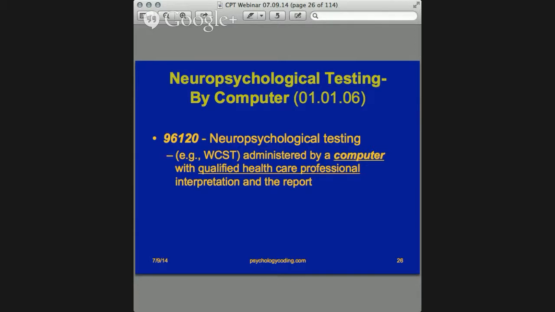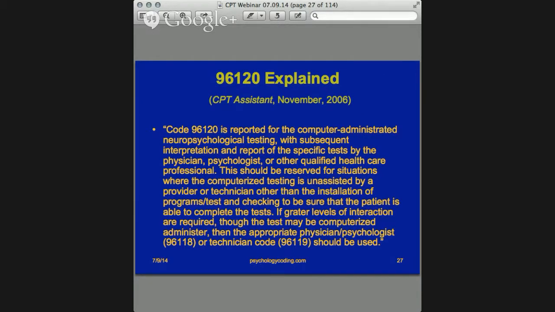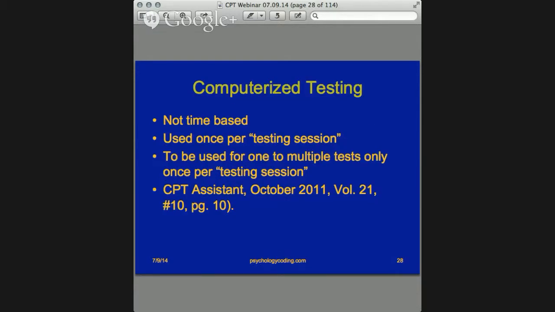So as you can see, this should be reserved for situations where the computerized testing is unassisted by a provider or technician other than the installation of the test and checking to be sure the patient is able to complete the test. All right. So computerized tests, unlike the other codes, I've now given you 4 separate codes that are not involving computerized testing, are not time-based. They can only be used once per testing session, and to be used for 1 to multiple tests only once per testing session. So this is quite a bit different.